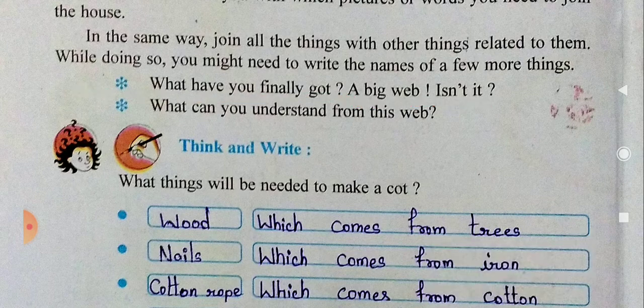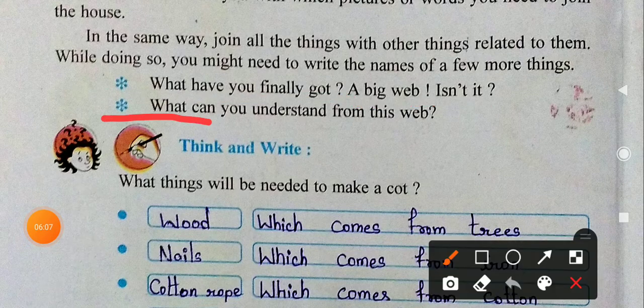Next question: what can you understand from this web? From this web, I understand that there are many things that I need to live a comfortable, healthy and happy life. We need all these things.